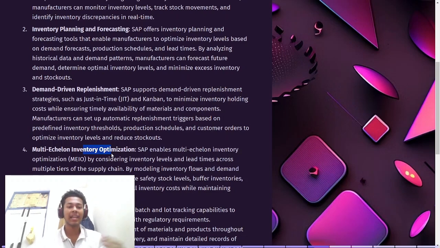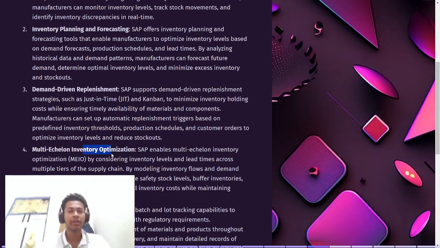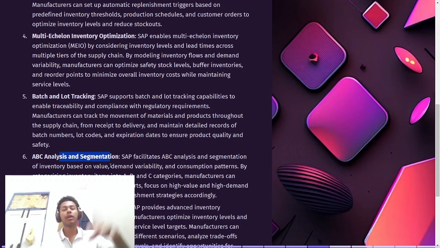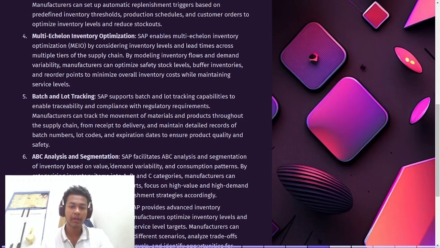So, multi-echelon inventory optimization. Echelon is basically a level. So multi-echelon inventory optimization is where you divide the inventory into different levels or categories, so that you can understand and classify the inventory. Batch and lot tracking, ABC analysis and segmentation. This is important because it is similar to multi-echelon inventory optimization, but there you divide it based on functions. Here you divide it based on importance.